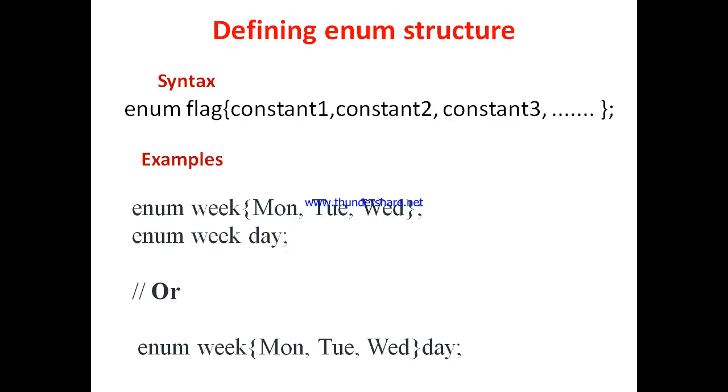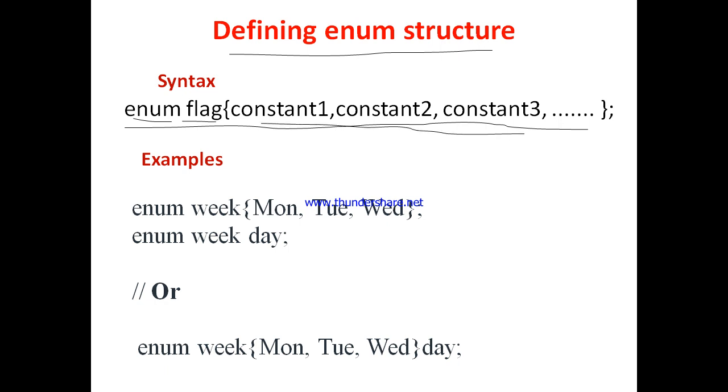Now let us see the syntax for defining the enum structure. This is the syntax: enum flag, inside the curly bracket, constant 1, constant 2, constant 3, dot dot dot, up to constant n. Here enum is a keyword, flag is the name of the enum structure or name of the enum data type, and these are the constant values, but they are given names.